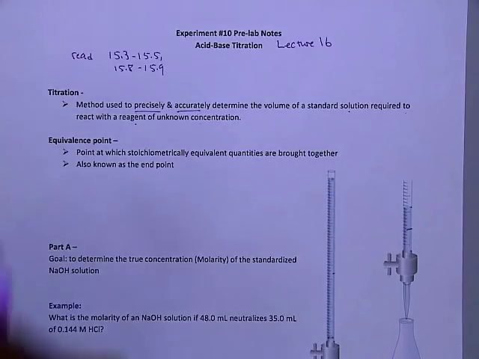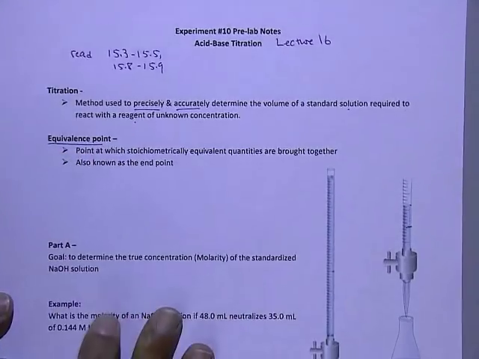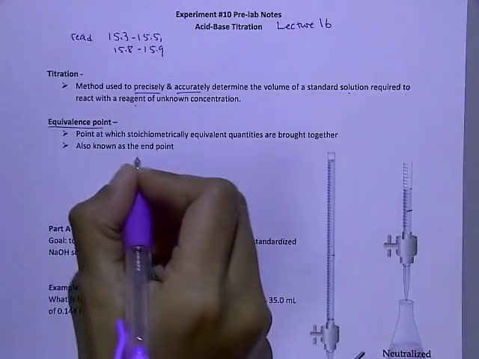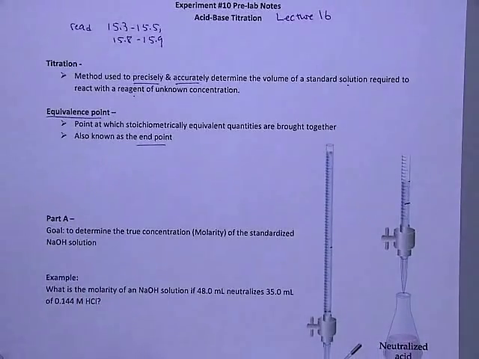I want to remind you that we have this concept called equivalence point in titration, and it's basically the point at which stoichiometrically equivalent quantities are brought together. So again, we're going to have to use stoichiometry, and what that really means is that we have to ultimately write out a balanced chemical reaction and use the coefficients to know how to convert from 1 mole of reactant or products to another mole of reactant and products. Equivalence point is also oftentimes known as the endpoint.